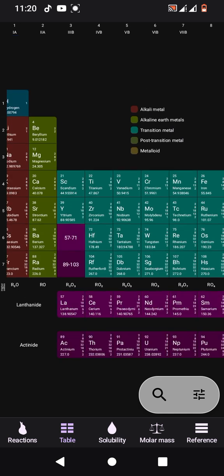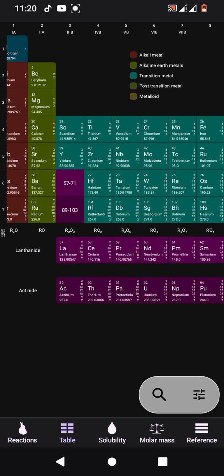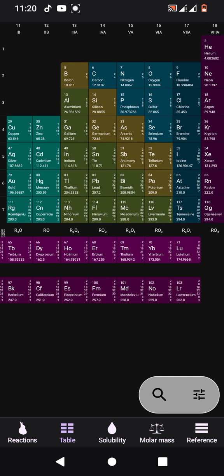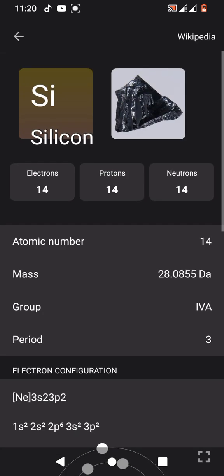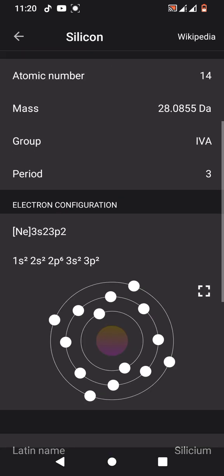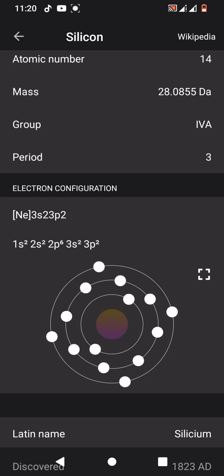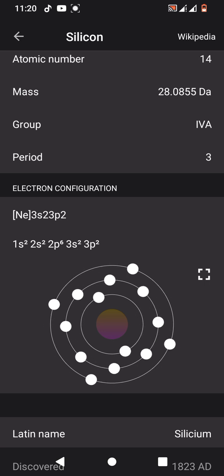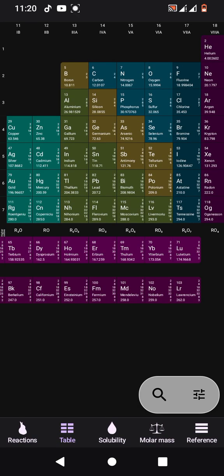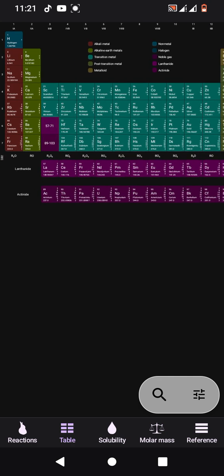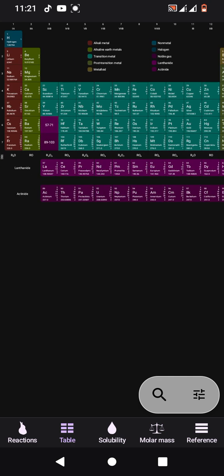our periodic table. Let's see a more complicated metal, like say silicon. So it gives us silicon, and it gives us our silicon atom. So it's a very great app, and I do recommend you to have it.